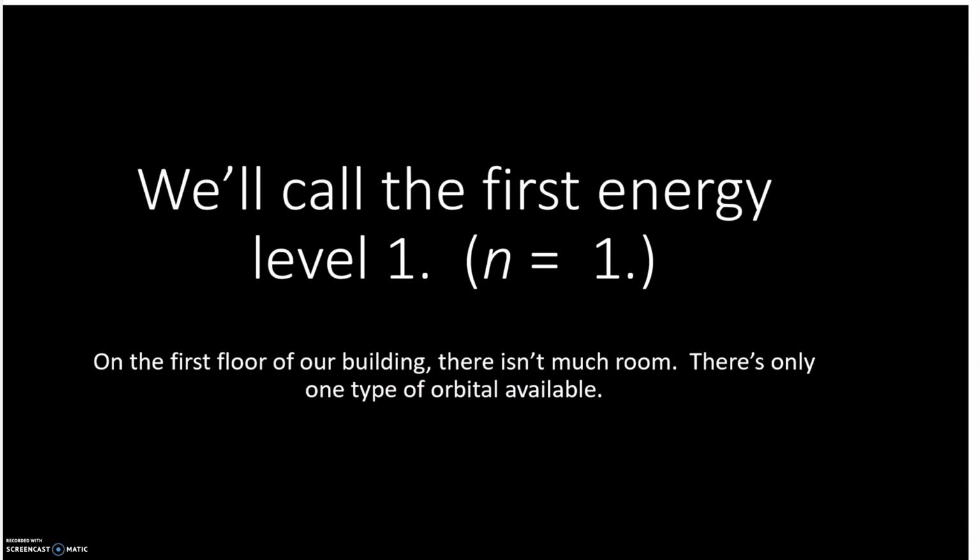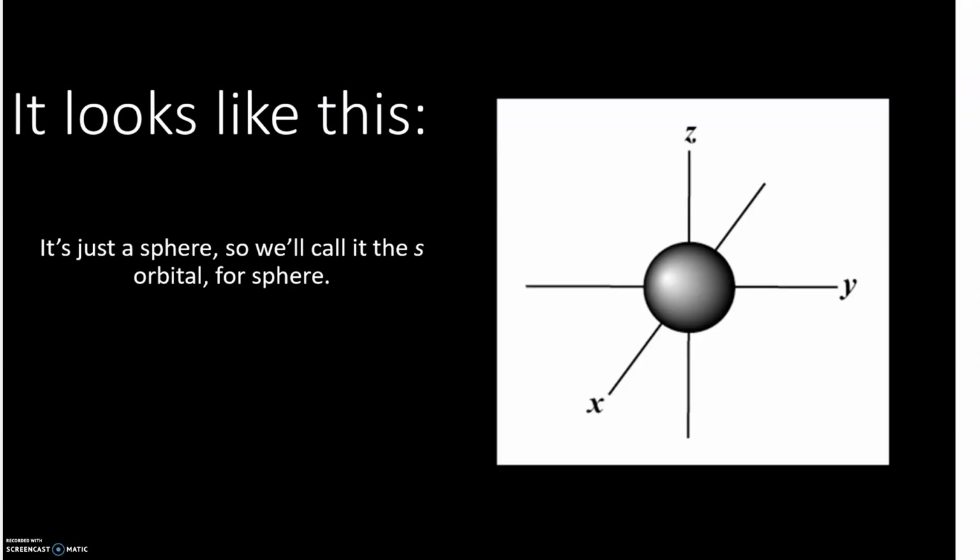We'll start on the first energy level, and often we'll abbreviate energy level with a lowercase n. So whenever we see a lowercase n, that means energy level. Here we are on the first energy level, the first floor. There isn't much room, and there's only one type of room available, or orbital, to put our electrons in. Here's what it looks like. It's spherical, so for short, we call it S.